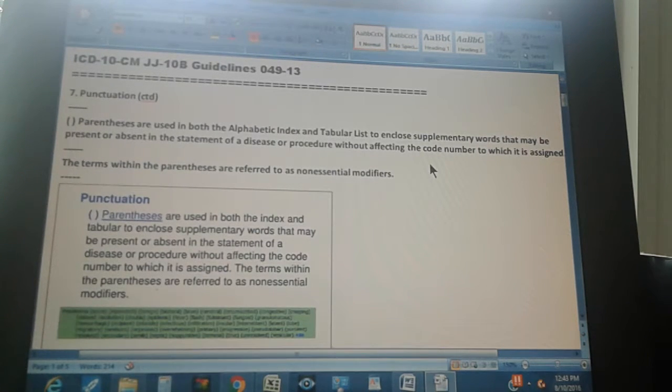That's what it means, right? And the terms within the parentheses are referred to as non-essential modifiers. It means they modify the meaning a little, but they're not essential. They don't change the code.